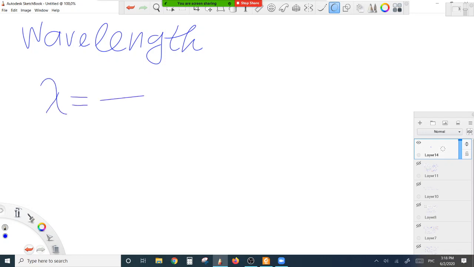So lambda can be written as Vp over the frequency, and frequency is equal to omega over 2 pi. So if we write, 2 pi Vp over omega.